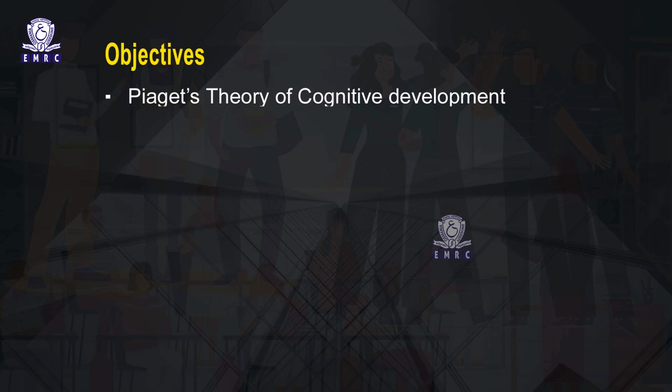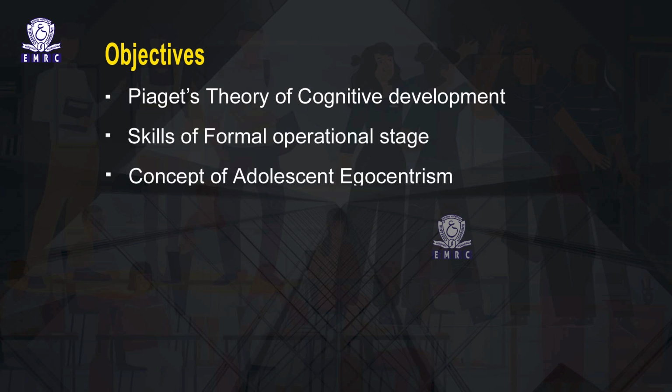Today we are going to talk about cognitive development. The main objectives in this lesson are to understand, first, Piaget's theory of cognitive development, skills of the formal operational stage, and also the concept of adolescent egocentrism.